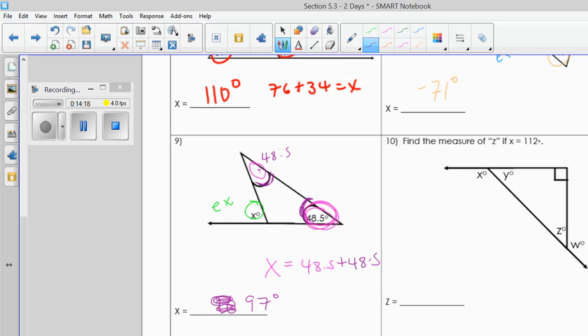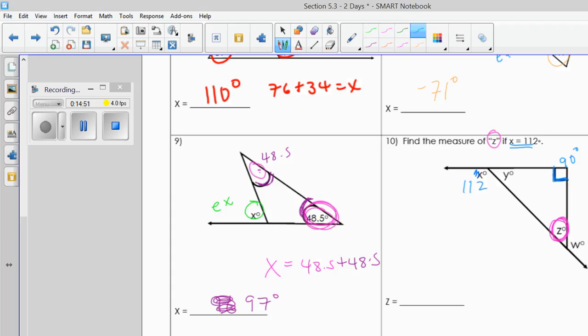All right, here's our last one. I like this one because you actually are going to find the value of Z. Here is Z. In this problem, we have a W, a Y, an X, and we also have this. This is our right angle. Remember, right angles equal 90. So we actually have a number in this problem. They also give you up at the top, it says if X equals 112, so I'm going to put 112 into my problem. We want to try to find the value of Z.